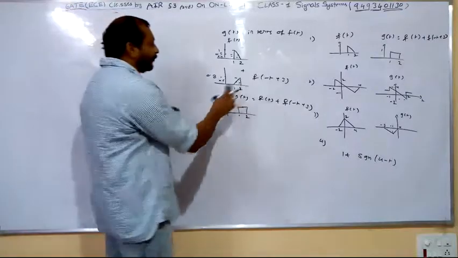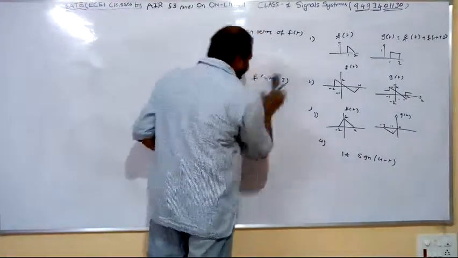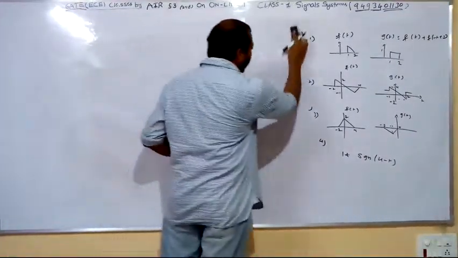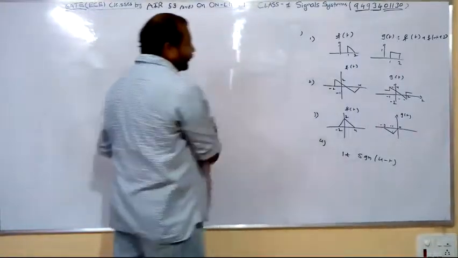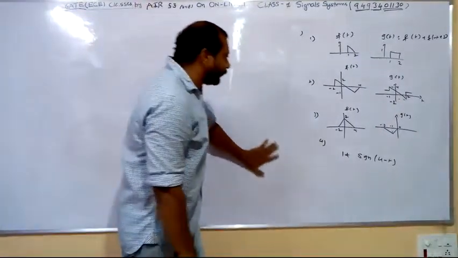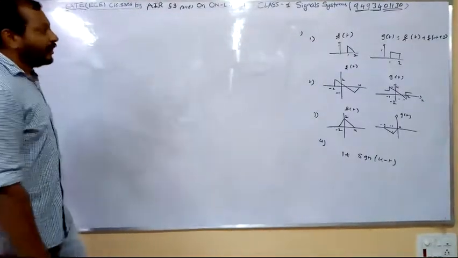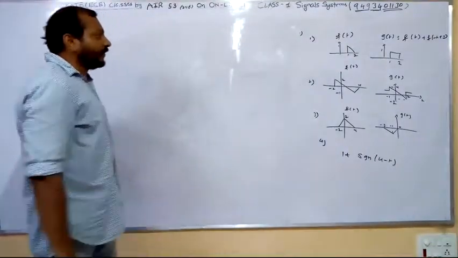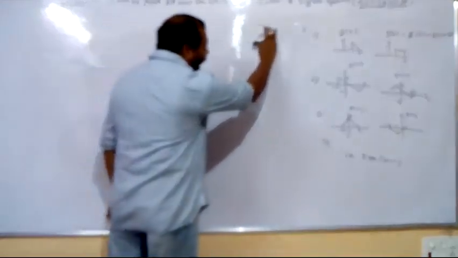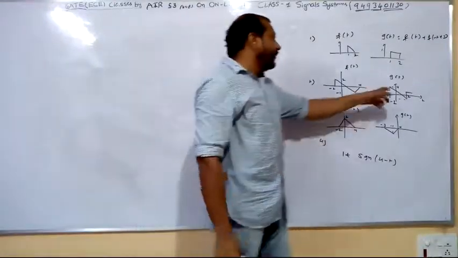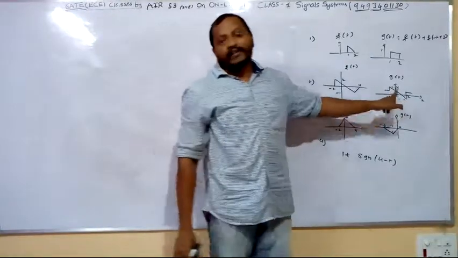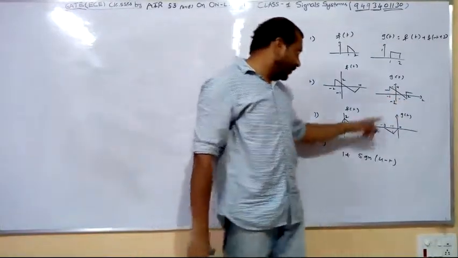Coming to the second question, given f of t is equal to like this, they are asking to express g of t in terms of f of t. Very, very important concept, please. Expressing one signal in the form of the given signal. Here f of t is like this. So g of t, I am taking, is looking like a signal with some DC signal added, right? With some DC signal added, they have given.